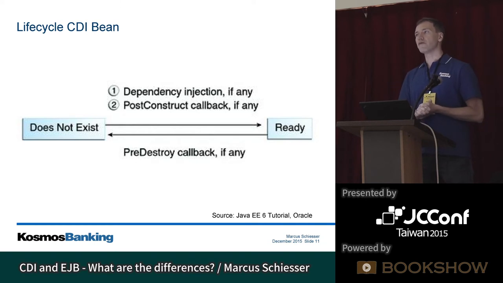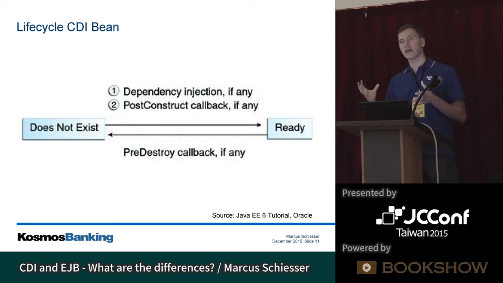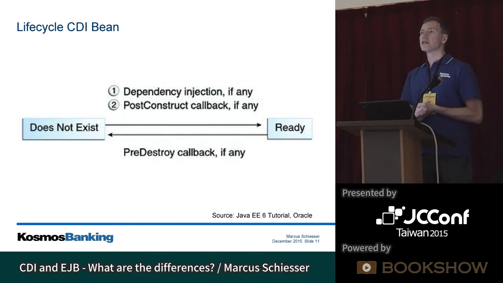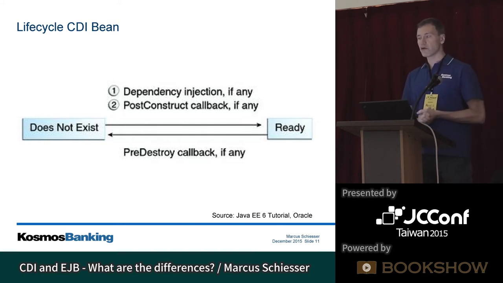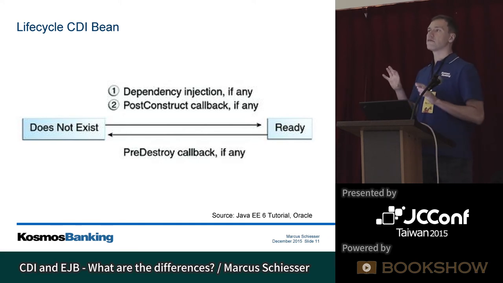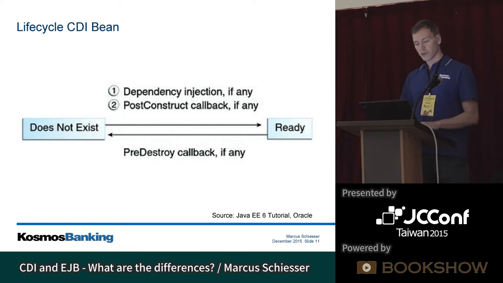Later on, the container also destroys the instance. Before the container destroys the instance, it notifies our bean with an optional callback that it is about to destroy it, which is a useful method for deallocating any resources that we're using. To use this, you have to write any method in the bean and annotate it with the @PreDestroy annotation. So that is the life cycle for a CDI bean.